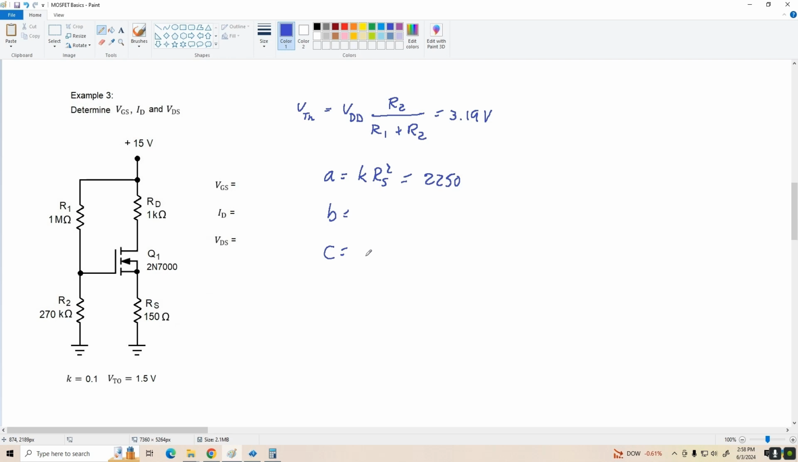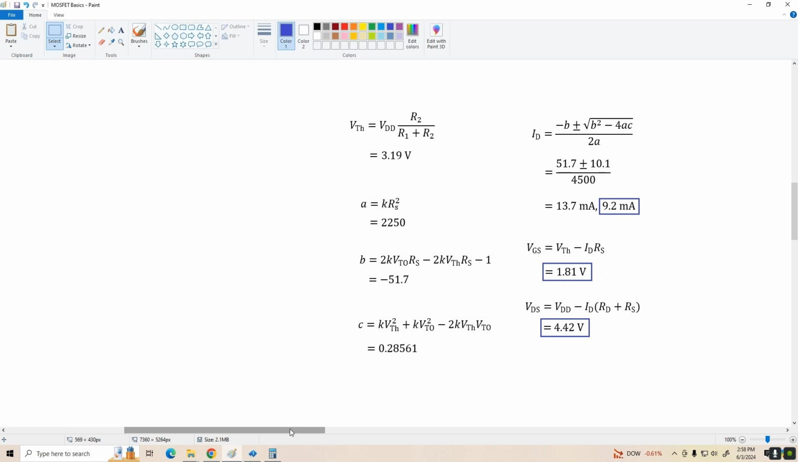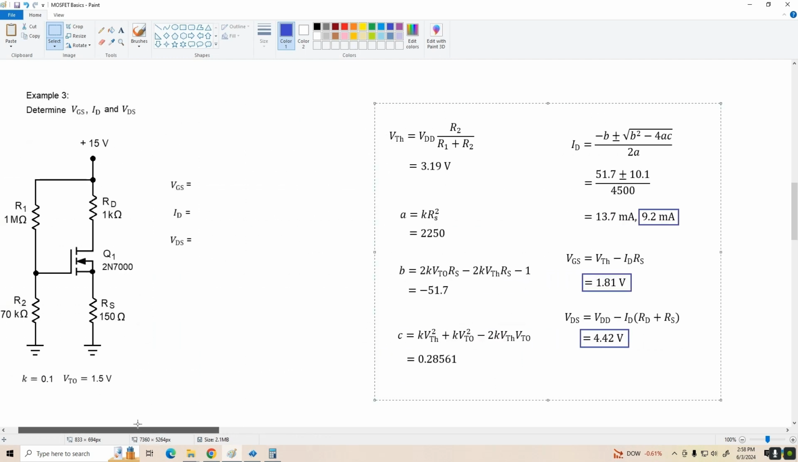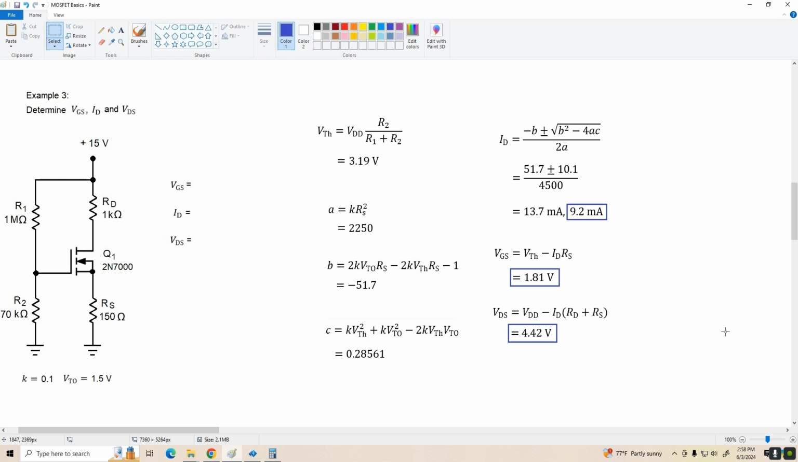So what I want you to do right now is pause and evaluate these coefficients, plug them in the quadratic formula, and determine these circuit values. And now that you've done that, I'm going to go over and get my results. Here's what we've got. Let me grab these, pull them over, and we'll talk about what we see here. Of course we calculated VTH previously. That's 3.19 volts.